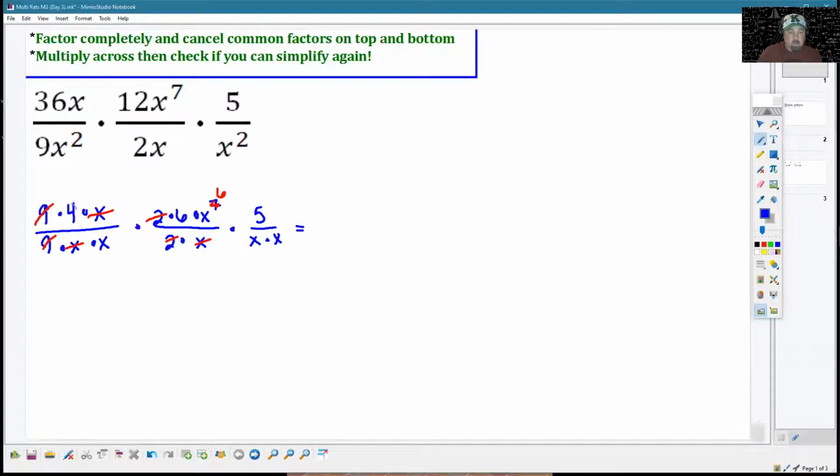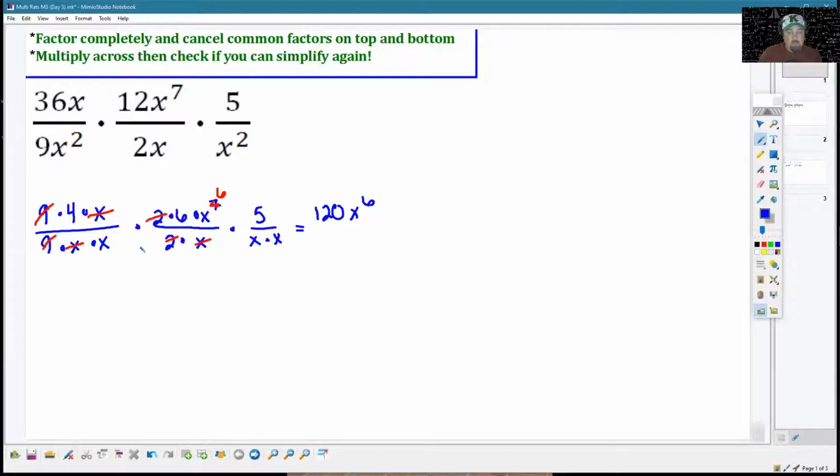Now we're going to go through and multiply across all the numerators and all the denominators. So 4 times 6 times 5. Let's do this this way. 4 times 5 is 20. 20 times 6, so that's 120. And everything else is canceled out except this x to the 6th. So we get x to the 6th up here.